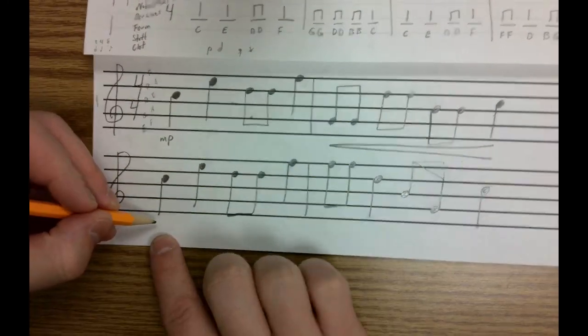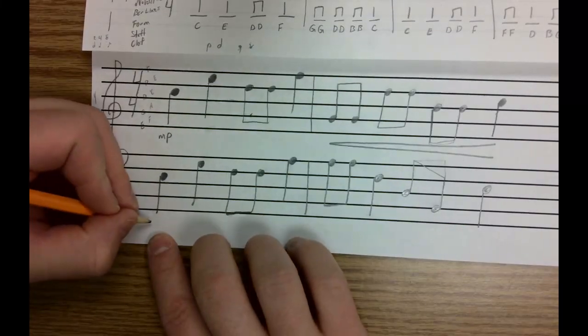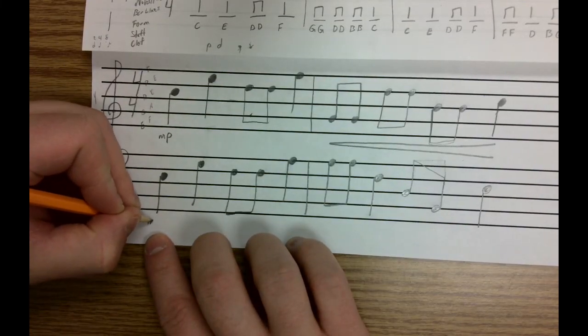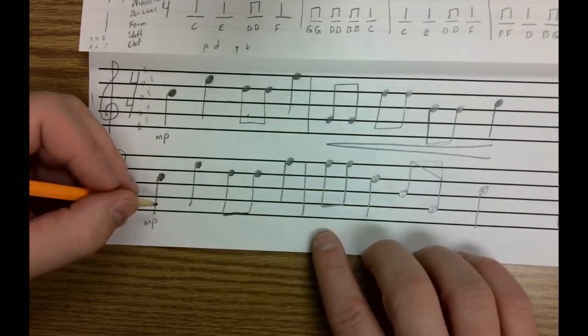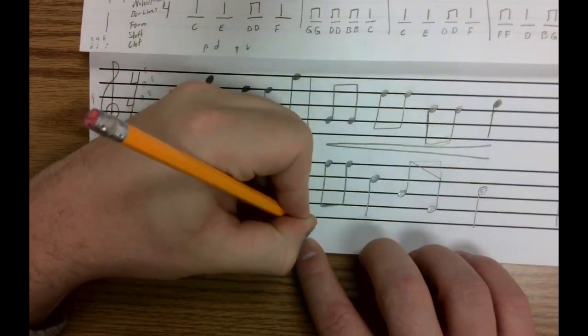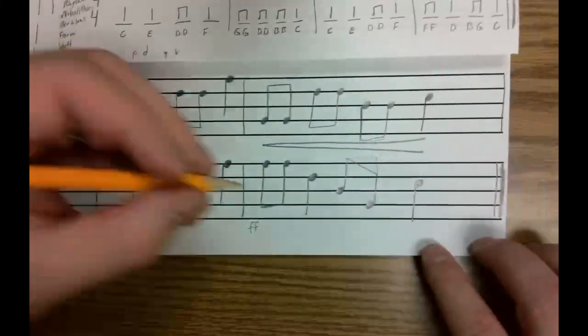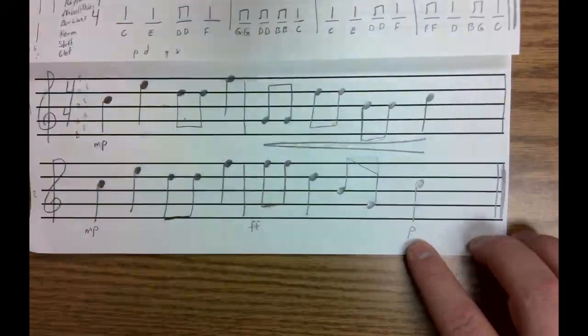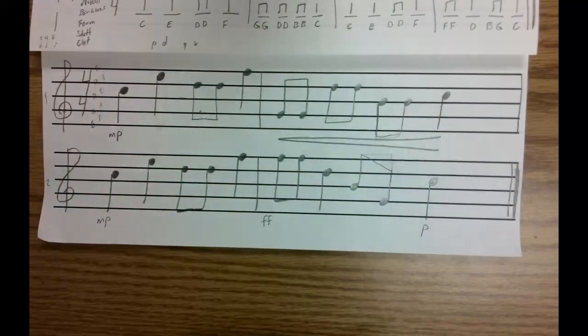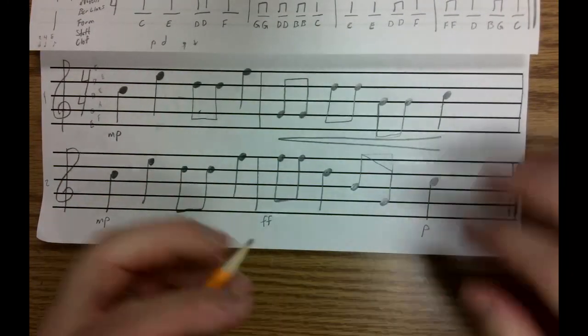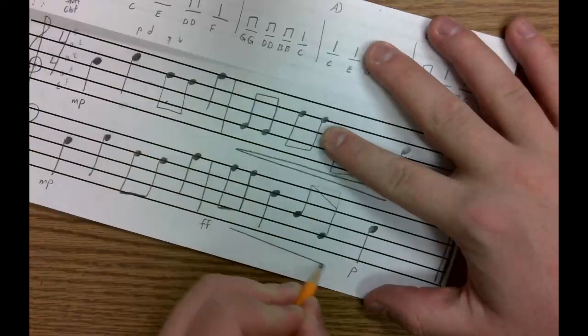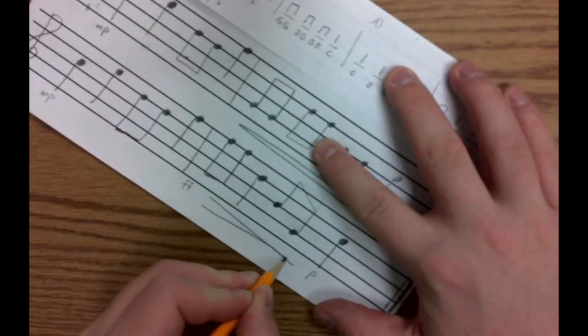Down here, though, I'd like to change. I'm going to go back to mezzo piano. And then I'd like to be suddenly fortissimo for this last measure, and piano for this very last note. It's going to sound a little wonky, but I think it'd be fun. Okay? Actually, let's add a little decrescendo in this measure.